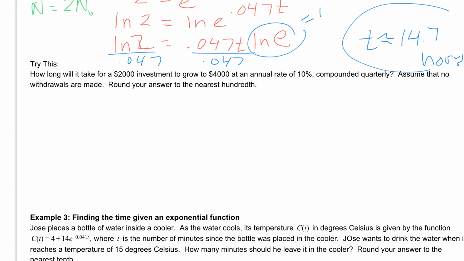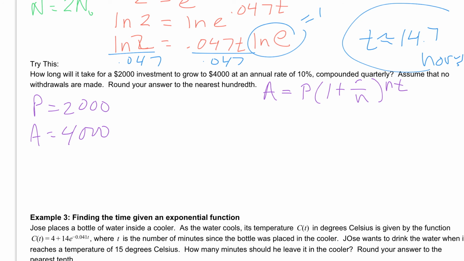If you did the try this correctly, I want to point out the formula that you're using here is A equals P times 1 plus R over N raised to the NT. You're given P, which is 2,000. You're given A, which was 4,000. You're given R, which is 0.1. And you were given N, which is 4. If you plugged all that in correctly and solved for T, you should have gotten an answer of about 7.02 years. Please let me know if you have any questions on that.